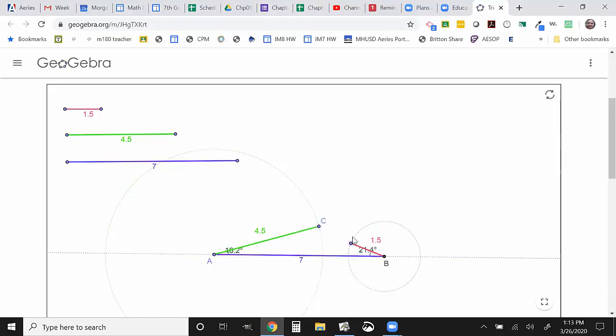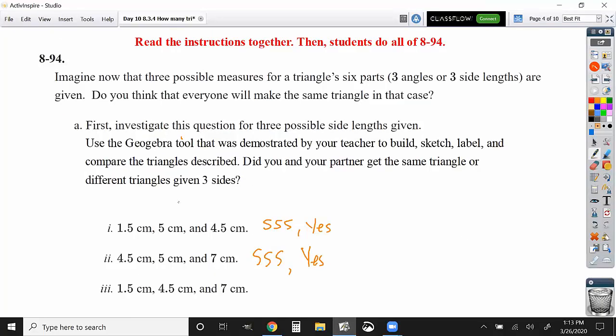So that's not good. This is something called the triangle inequality. So if we use the side, side, side, this is not a triangle because 1.5 plus 4.5 is less than 7. In order to make a triangle, the two shorter sides have to add up to greater than the third side. Any two sides of a triangle have to add up to greater than the third side, or it won't be a triangle. But so far, the ones that did make triangles, 3 sides were enough to guarantee the same triangle.